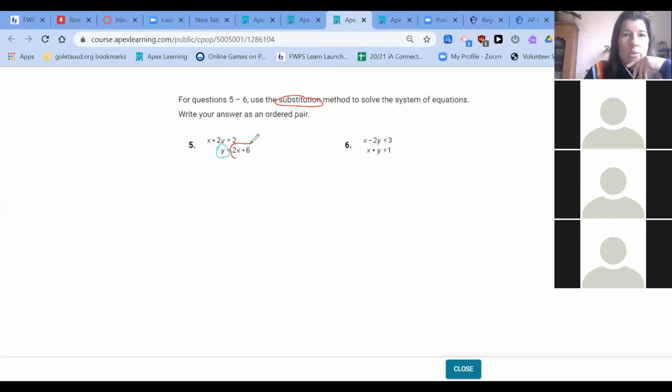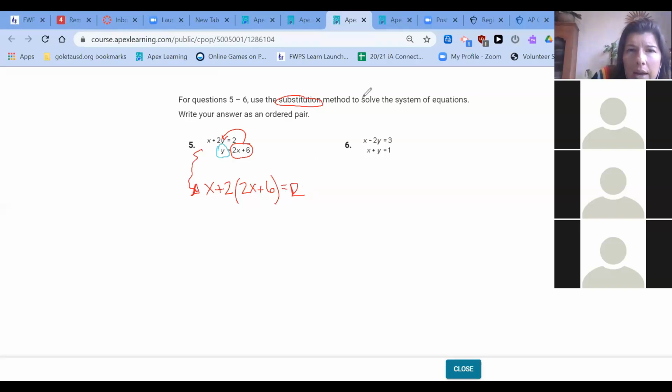So we know y equals this. So we're going to substitute in 2x plus 6 into the other equation. And then we're going to rewrite what we have here. So we have x plus 2 times our y value. I'm going to put our y value in parentheses because there's 2 terms in there. Equals 2.